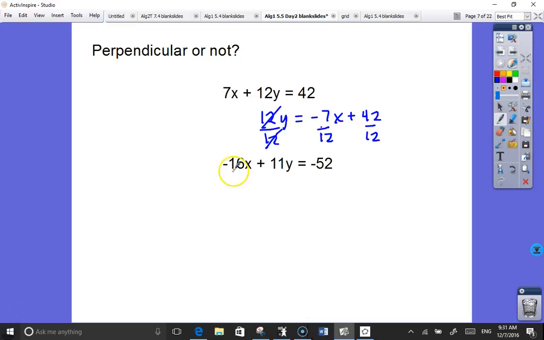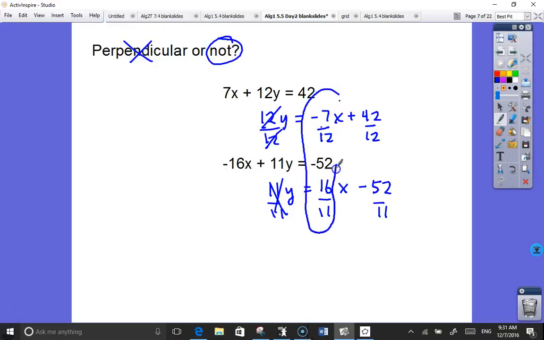Okay, so if it's a negative 16x on the left, what is it on the right? Positive 16x on the right, minus 52. Divide by 11, 11, 11. Okay, and so these cancel. What is the slope? 16 over 11. So are those opposite reciprocals? They're opposites, right? One's positive, one's negative, but are they just flipped fractions? No, so they're not perpendicular. Okay, that's a not. Not opposite reciprocals.